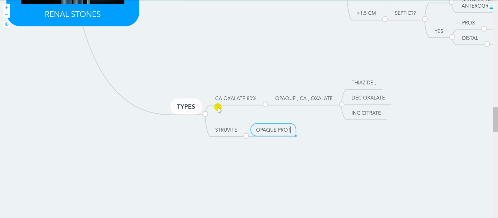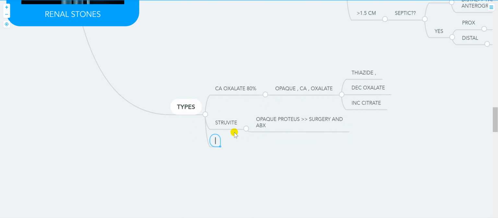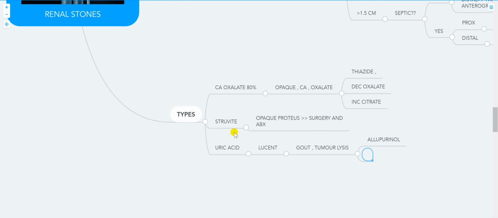and caused by Proteus, and we usually do surgery for it. Okay, and antibiotic. Or it could be uric acid. Usually it's lucent, gout, tumor lysis, and we treat it with allopurinol and rasburicase.